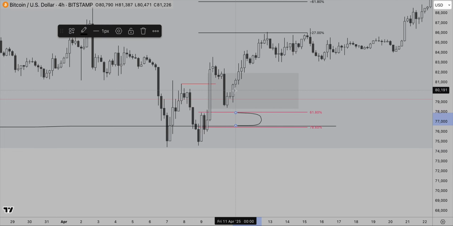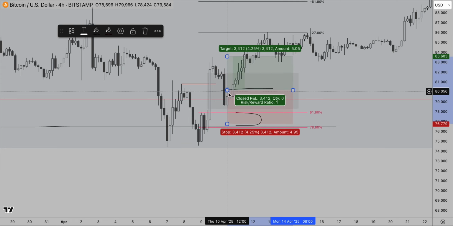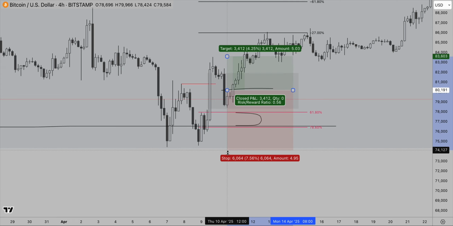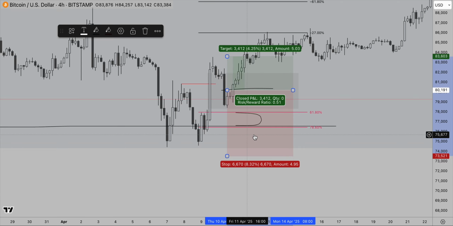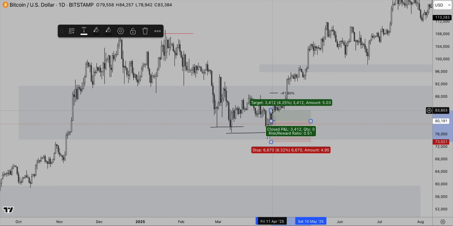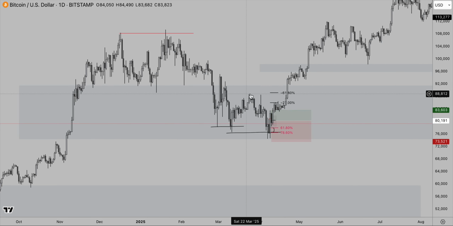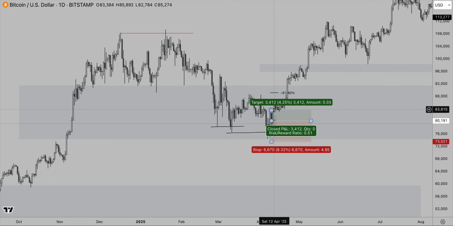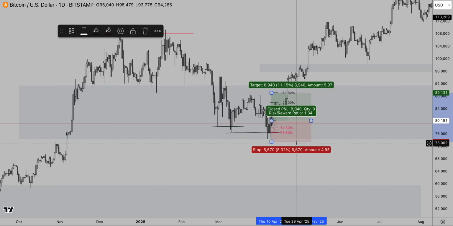If you take entries on your fair value gaps, you would have taken an entry around the mid-range of the fair value gap and put your stop loss well below the lows down here. And now let's see where we would be looking to target. So the first target we would have had is the swing points down here, these key areas, which match up nicely to the minus 61.8 level. So that would be profit number one.